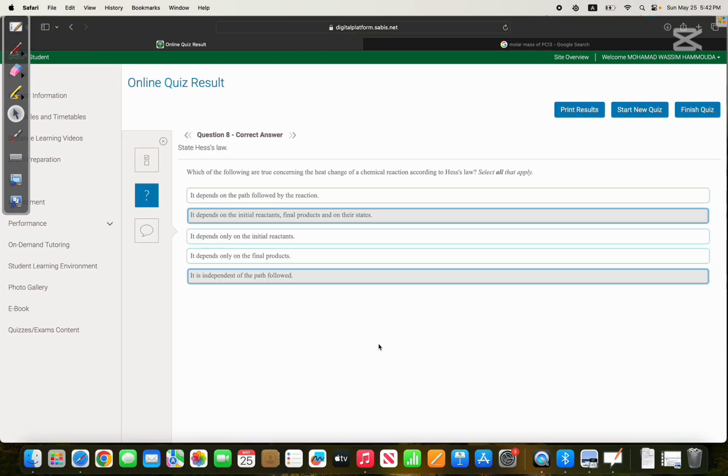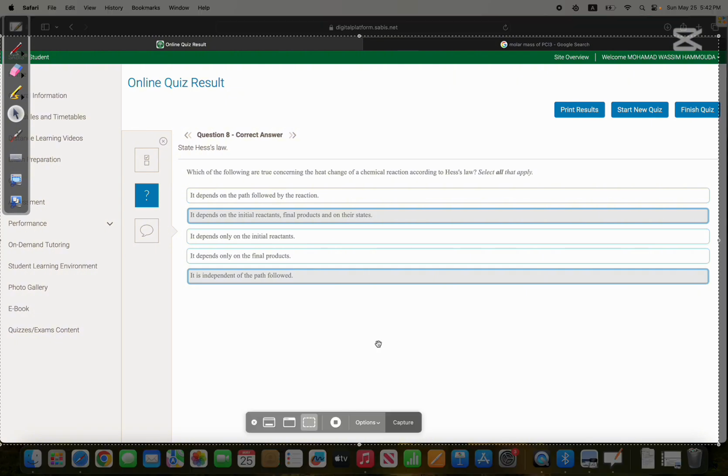Number 8. Which of the following are true concerning the heat change of a chemical reaction according to Hess's law? It depends on initial reactants, final products, and on their states, and it is not dependent on the path followed.